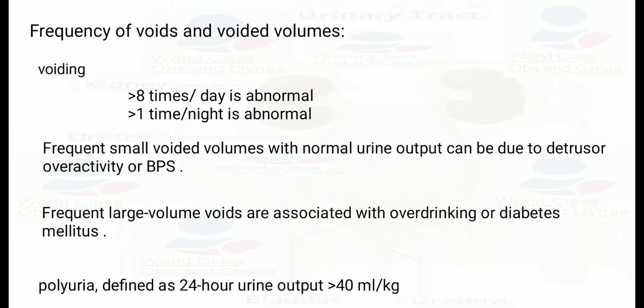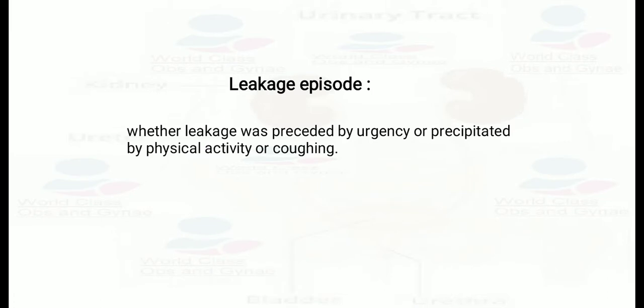Voiding more than 8 times per day is abnormal. More than 1 time per night is abnormal. Frequent small voided volumes with a normal urine output can be due to detrusor overactivity or BPS. Frequent large volume voids are associated with overdrinking or diabetes mellitus. Polyuria is defined as 24-hour urine output of more than 40 ml per kg. Leakage episodes: whether leakage was preceded by urgency or precipitated by physical activity or coughing.